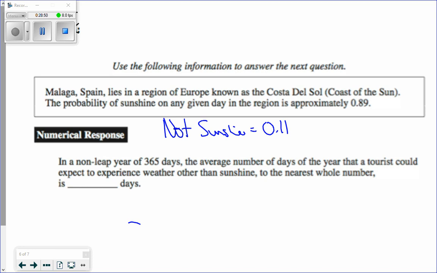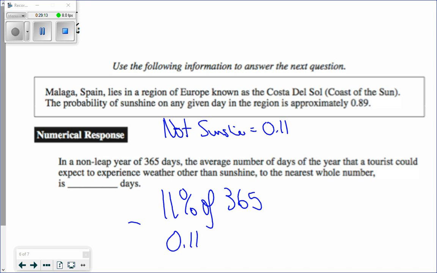Now, it doesn't mean on that not sunshine day, whether it's going to be cloudy or rainy or stormy, we don't know. We just know it's not sunshine. Okay? So they have literally broken into sunshine and not sunshine. That's it. So 11% of your days are going to be not sunshine. So all this is saying is find me 11% of 365.